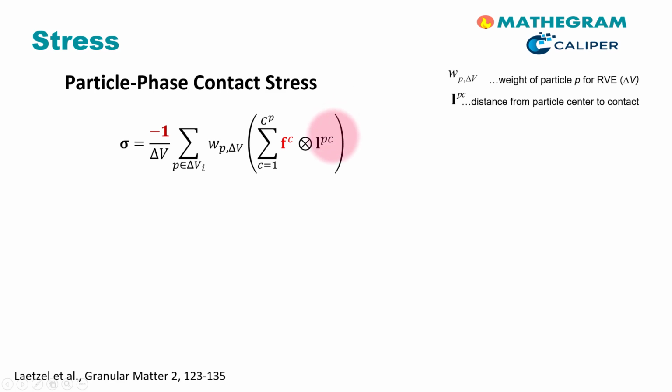Both pieces of information are readily available in a DEM simulator. This sum is then multiplied with the weight W sub p delta V, which quantifies how much each particle contributes to a certain RVE delta V. We then sum over these weighted particle contributions and finally divide by the volume of the RVE, denoted here as delta V.